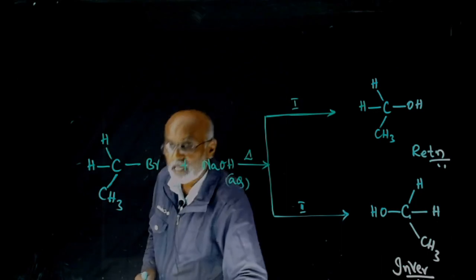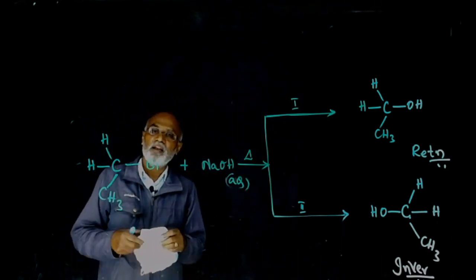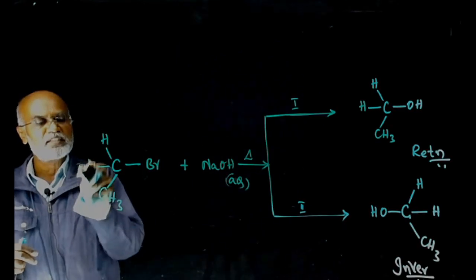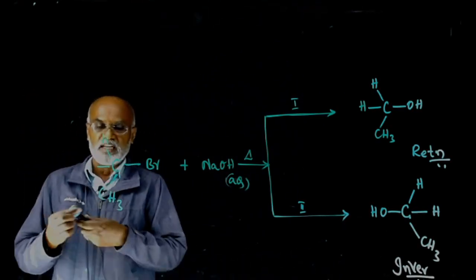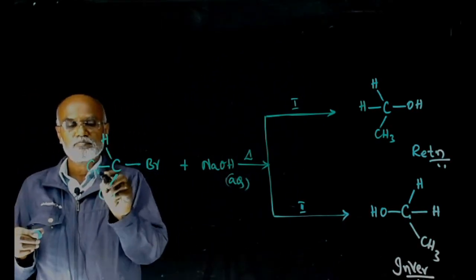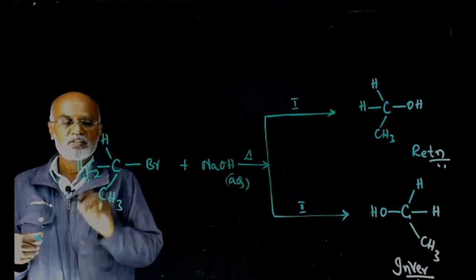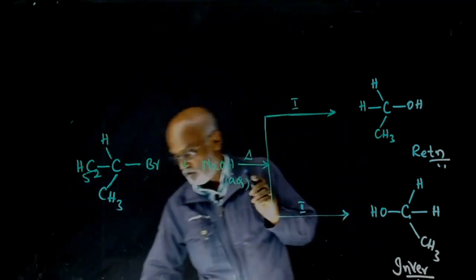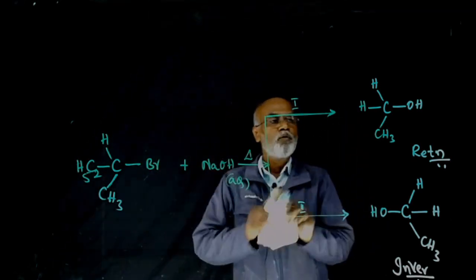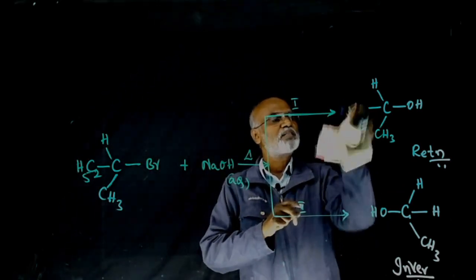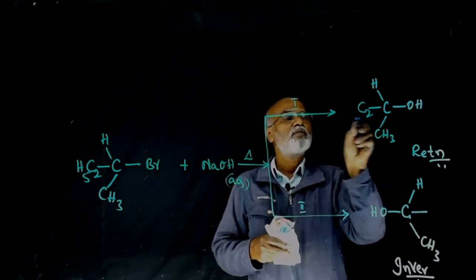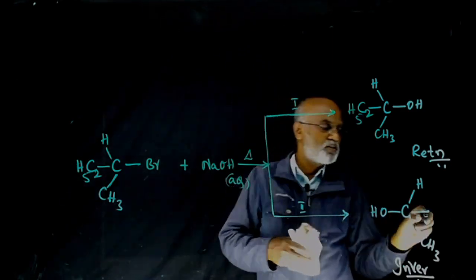Now let me make a simple change in the model. Let me replace this particular H by something like C2H5. This is C2H5. Now, this is also this molecule. Why I am changing it, you will understand very easily. Let me draw it like this. This is your C2H5, and this is your C2H5.